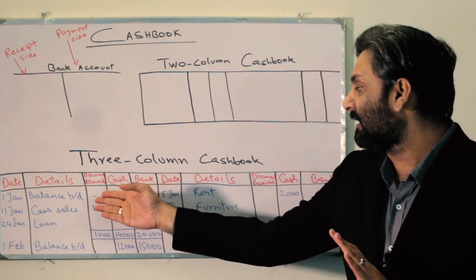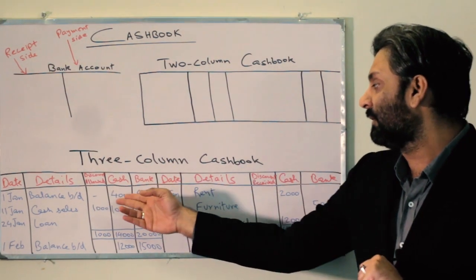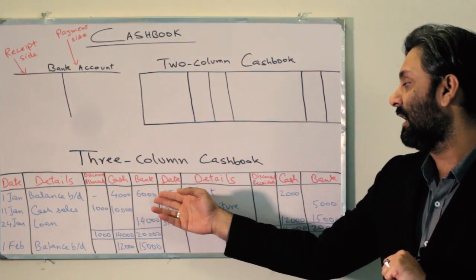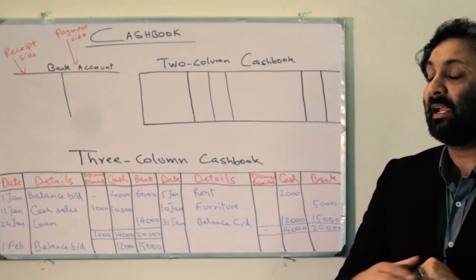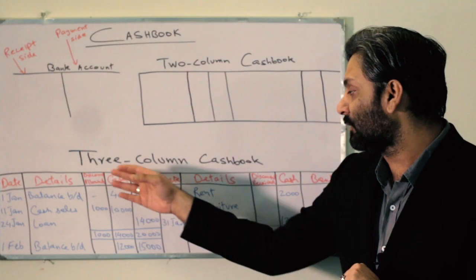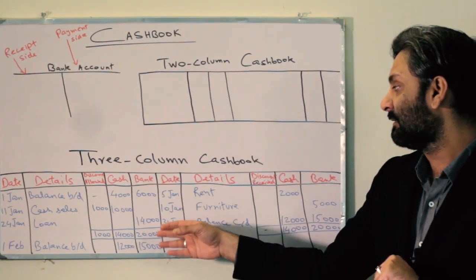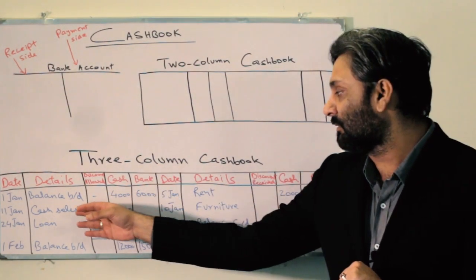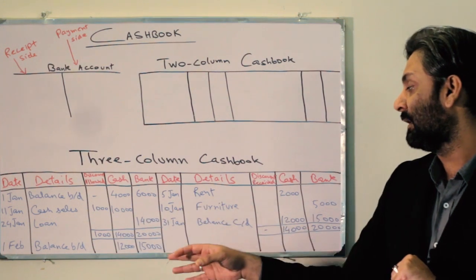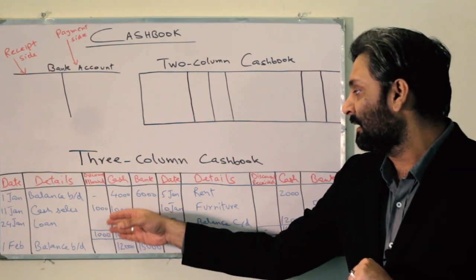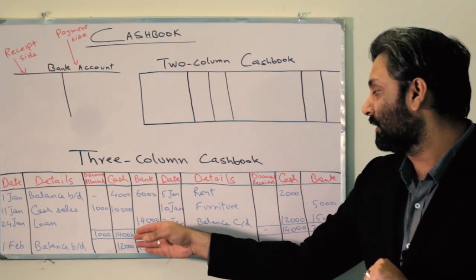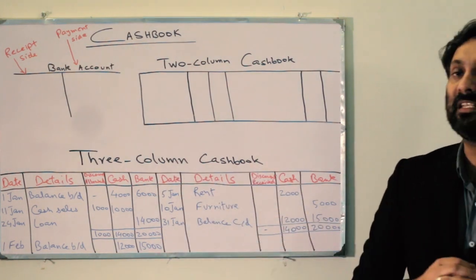So we began the month with 4,000 in the cash account and 6,000 in the bank account, and then later during the month we received some money through cash sales and through the loan, and that meant that the cash became 14,000 and the bank became 20,000.